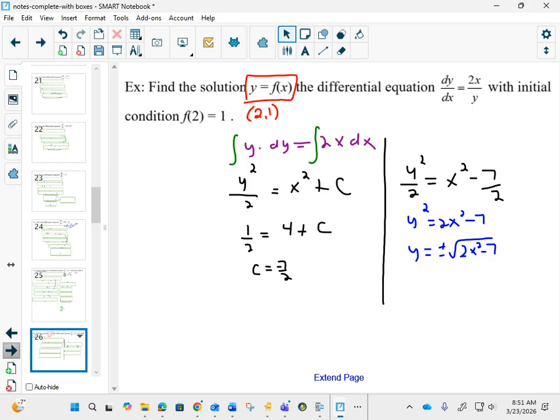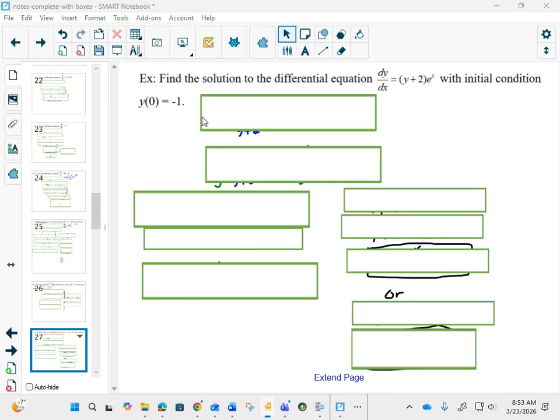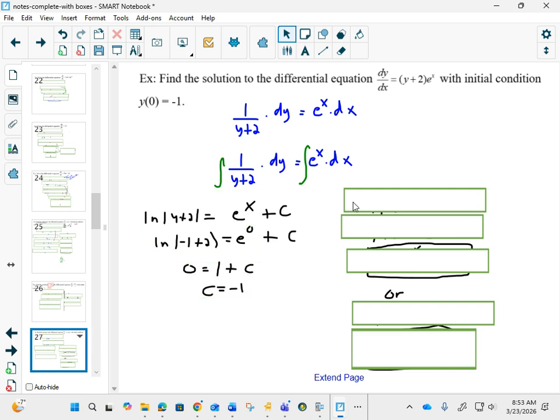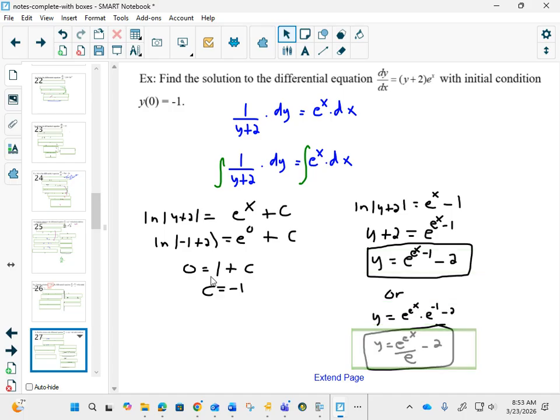So try the last one. I'll put up the answer in a second. I'll put up the answer and you can look at it. When you're ready.